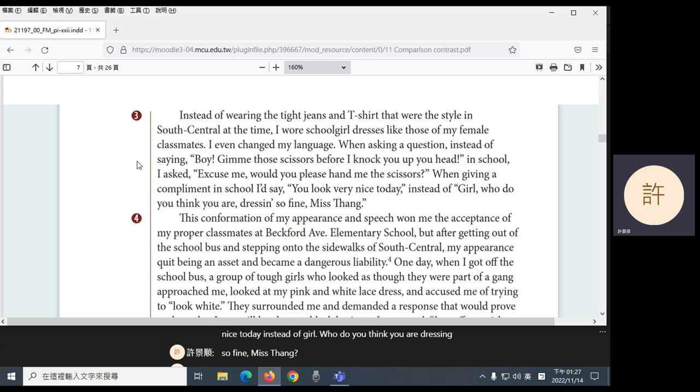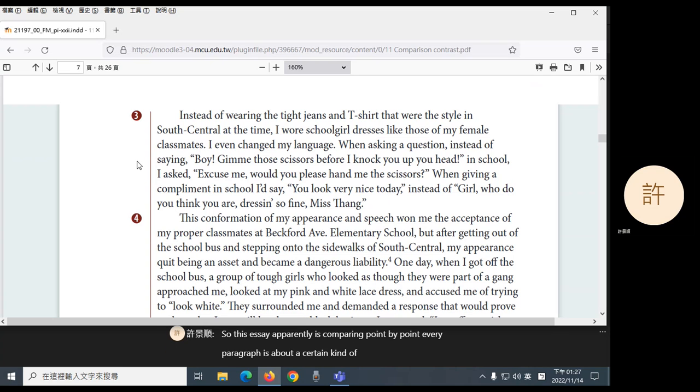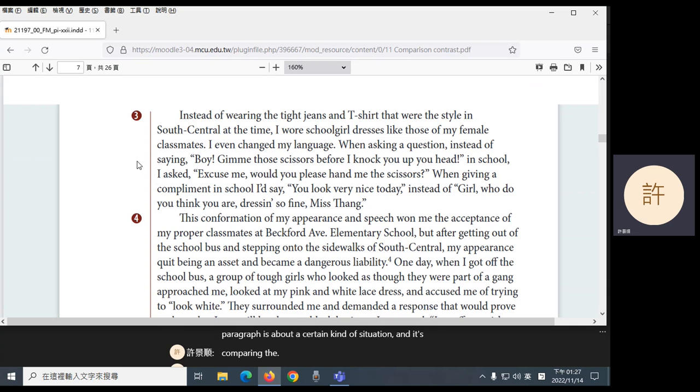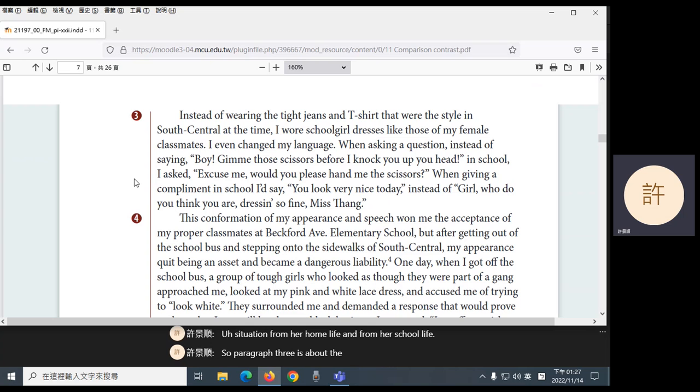So this essay, apparently, is comparing point by point. Every paragraph is about a certain kind of situation, and it's comparing the situation from her home life and from her school life. So paragraph three is about the way that she dressed and the way that she talked.